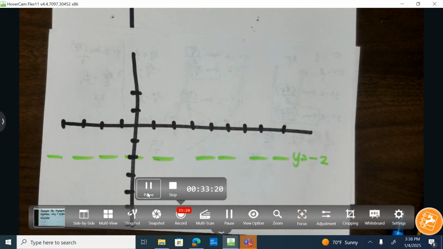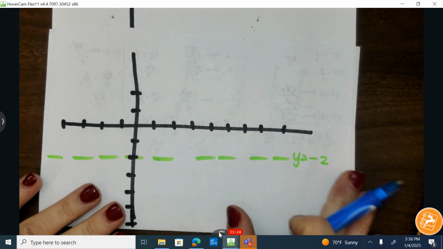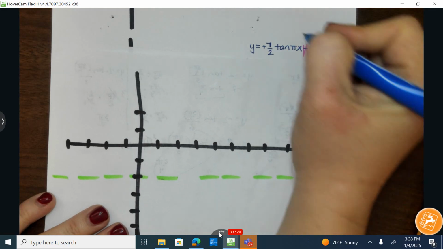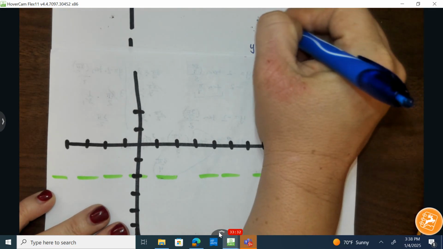Let's go ahead and now identify what the period is for this function. So how do I go about doing that? I'm going to do my work up here where I have a little more space. I'm going to take pi and divide it by whatever's directly in front.